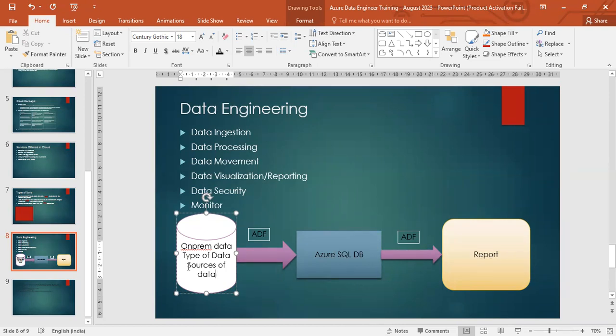There is also on-prem PostgreSQL. Then the mainframe database is there. So multiple on-prem databases or data stores will be there, and also the types of data will be different.